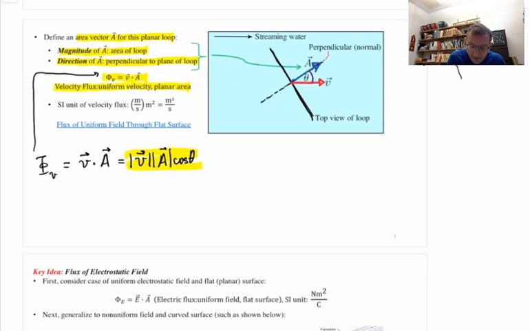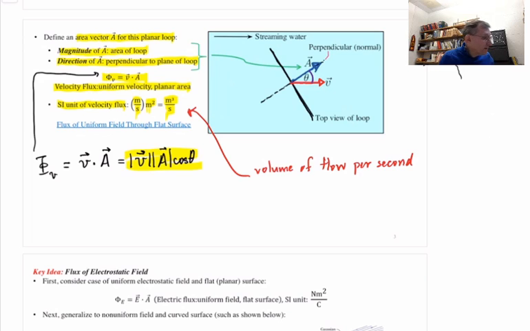Let's think about the SI unit of velocity flux for a minute. It's got to be the unit of velocity, meters per second, times the unit of area, meters squared. But that's actually meter cubed per second. Well, that gives me an easy way to think of velocity flux. It's the volume of water, meters cubed, flowing through the surface per second. Volume of flow per second, if it's a velocity flux.